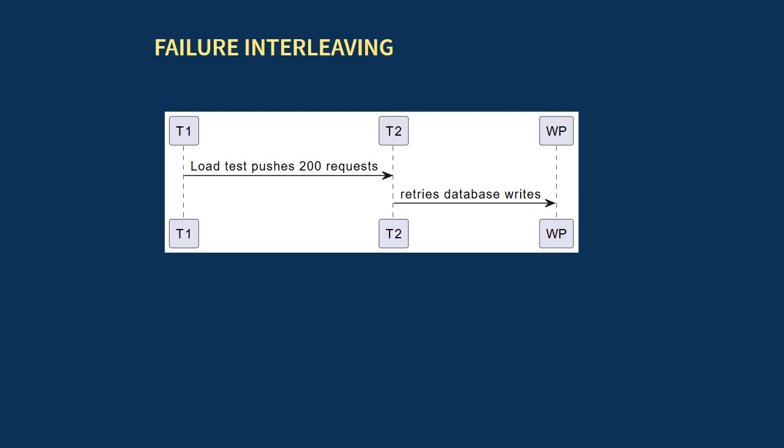Here we look at failure interleaving, where a load test pushes concurrent requests while our worker pool handles retries. This scenario highlights the complexities that arise under stress, necessitating careful design considerations to avoid catastrophic failures. What should we consider when designing for concurrent requests? It's vital to account for potential race conditions and ensure that state transitions are safe from overlapping executions.